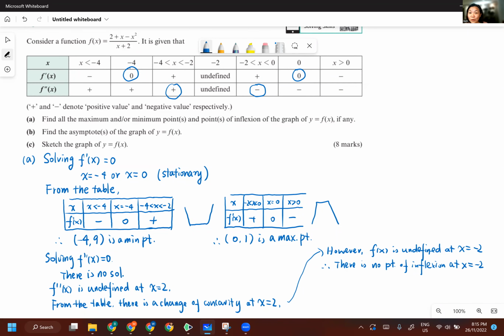Now, if you can find a point there, if f of x is defined, then there is one. But since it's not, you don't have one. Now, with these two conclusions, there is no solution, there is no point of inflection, then you can say there is no point of inflection on the curve.